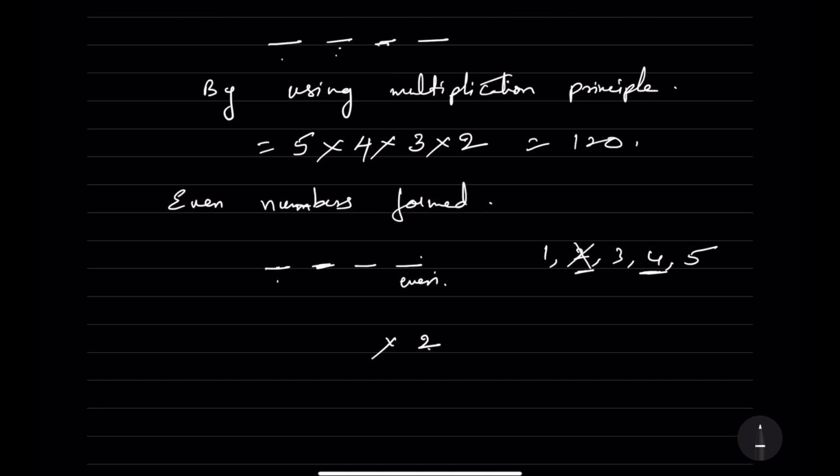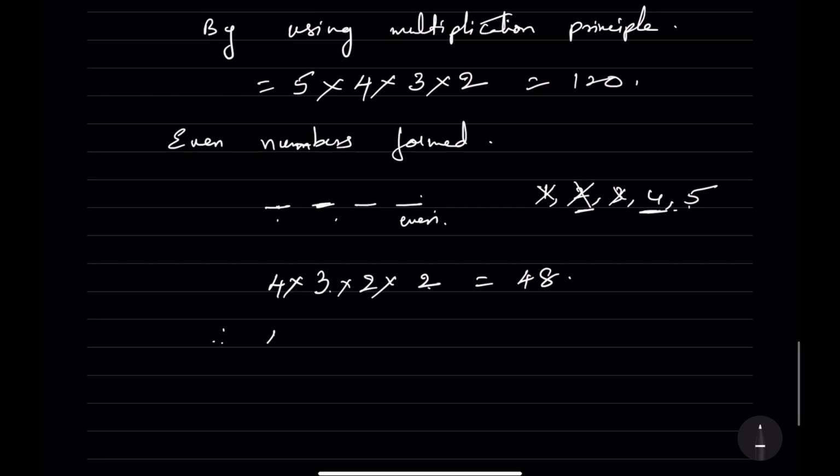So now this first digit can be filled in 1 2 3 4 ways, right? And the second one, suppose you remove this. Now next, the second one can be filled in 3 ways. Then again the third place can be filled in 2 ways. So therefore 4 into 3 into 2, 12 twos are 24, 24 twos are 48 even numbers can be formed.